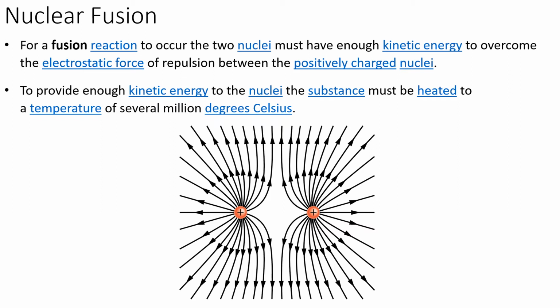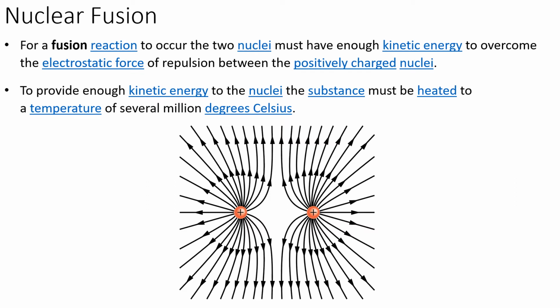So let's consider the center of 2 hydrogen atoms. Each one has a proton inside it, and we'll know that protons are positively charged from a previous lesson. So if I'm trying to get 2 positively charged things near each other, we know that they repel. We know that like charges repel and opposite charges attract. So it's very difficult to get 2 protons to fuse together. In order to do so, they need to be traveling extremely fast so that they can overcome that electrostatic force of repulsion.